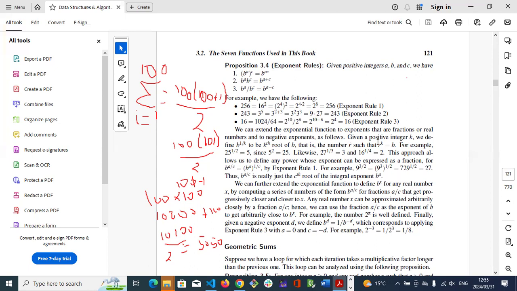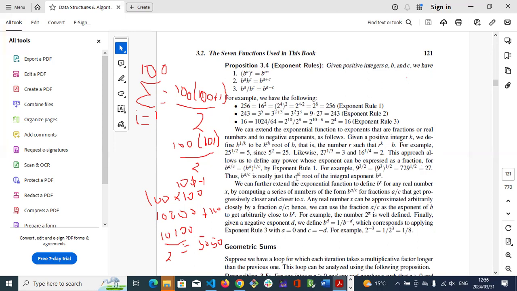You can extend the exponential function to exponents that are fractions or real numbers, and to negative exponents, as follows. Given a positive integer k, we define b to the power of 1 over k to be the kth root of b. That's the number r such that r to the power of k is equal to b. For example, 25 to the power of a half is equal to 5. Likewise, 27 to the power of 1/3 is equal to 3, and 16 to the power of 1/4 is equal to 2.